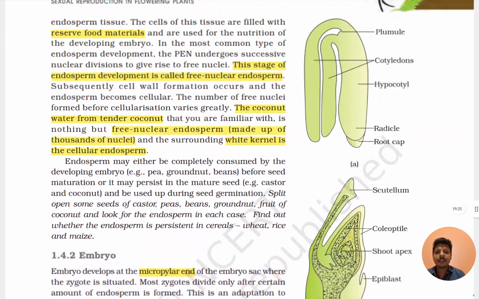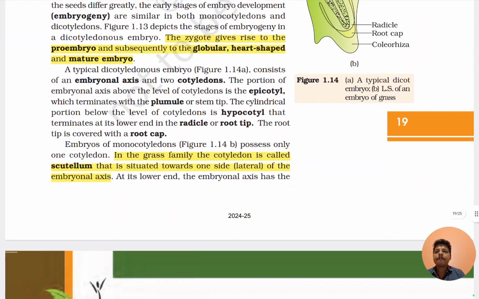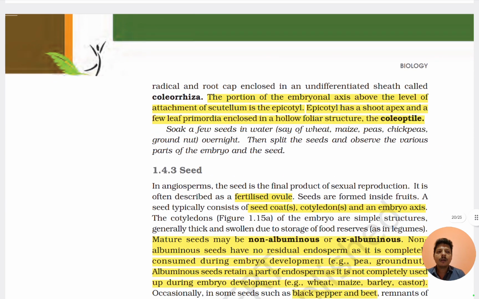Diagram, I think there is no diagram about this. Okay. A typical dicotyledonous embryo consists of an embryonal axis and two cotyledons, and the portions are epicotyl, then plumule, hypocotyl, radicle, root tip and root cap. In the grass family, the cotyledon is called scutellum. Coleorhiza, coleoptile, we already saw in the PDF.